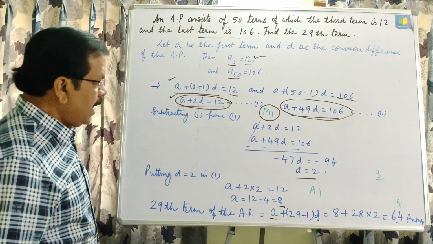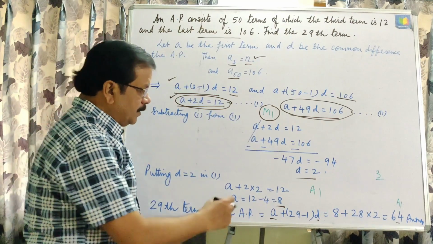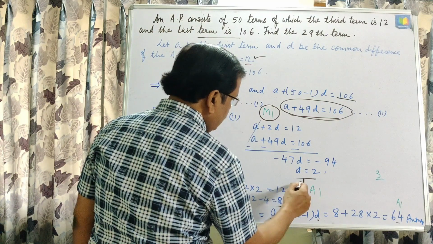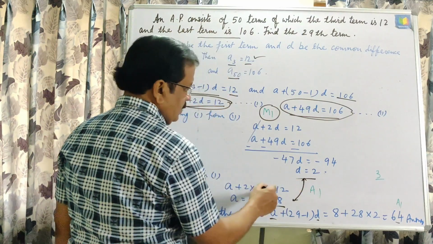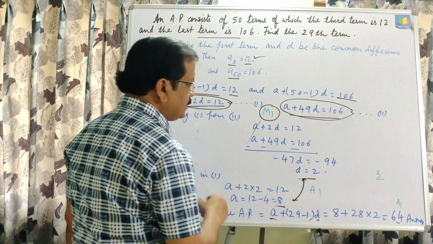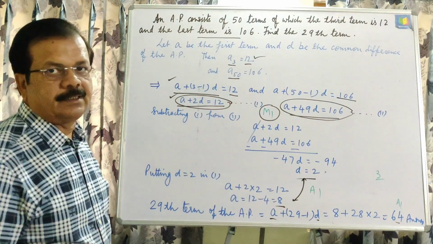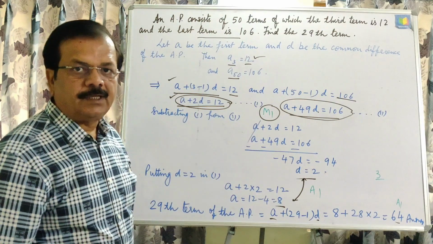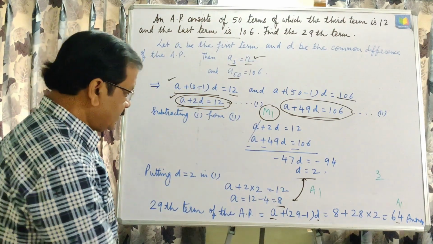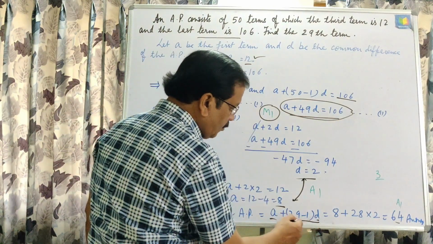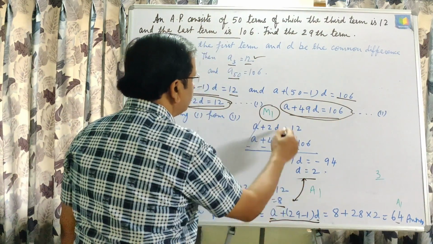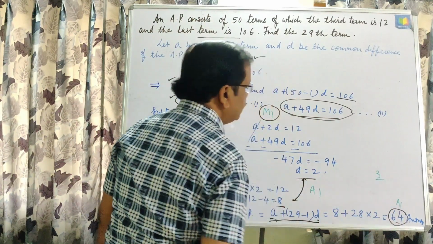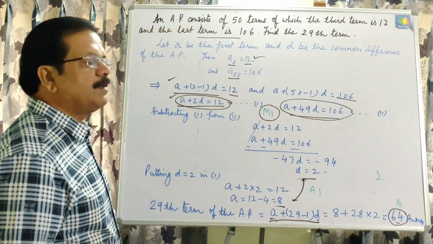First method mark. And then second method mark, after solving, if both the values d and a come correct, d is equal to 2 and a is equal to 8. After the correct way of solution, then first answer mark and second answer mark. Here method mark is not required because you already used this formula here, and that is why only on the correct answer this mark will be given, and this way 3 marks.